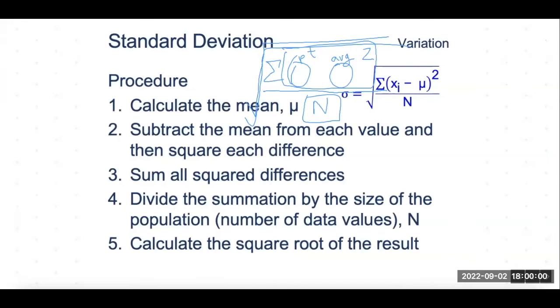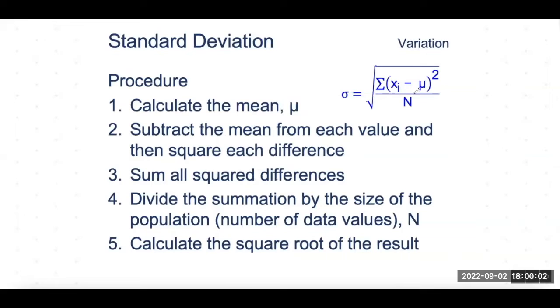So the procedure here: calculate the mean, mu, then subtract the mean from each value, and then square the difference. Step 3 is sum all the squared differences. So now we sum them all up. Step 4 is divide by n. And then step 5 is square root the whole thing.